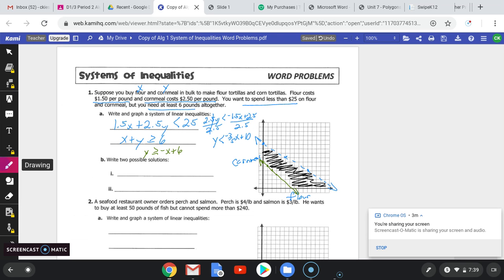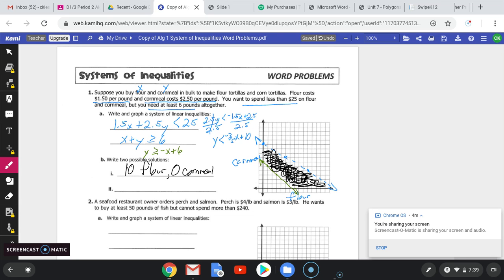And then remember, I don't need to go below the x-axis because I'm not buying negative cornmeal, and I don't go to the left of the y-axis because I'm not buying negative flour. So what are two possible solutions? Well, the possible solutions are anything in the shaded region here. And like I said, try to pick points that are clearly away from the line because that gives you a good indication that you're right. So if I do 10 flour and 0 cornmeal, that's clearly away from either line.